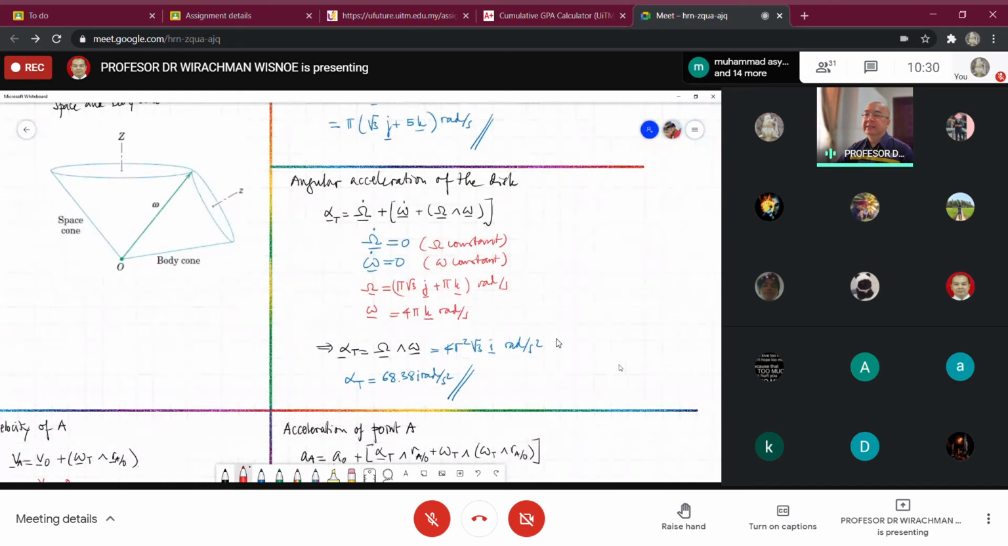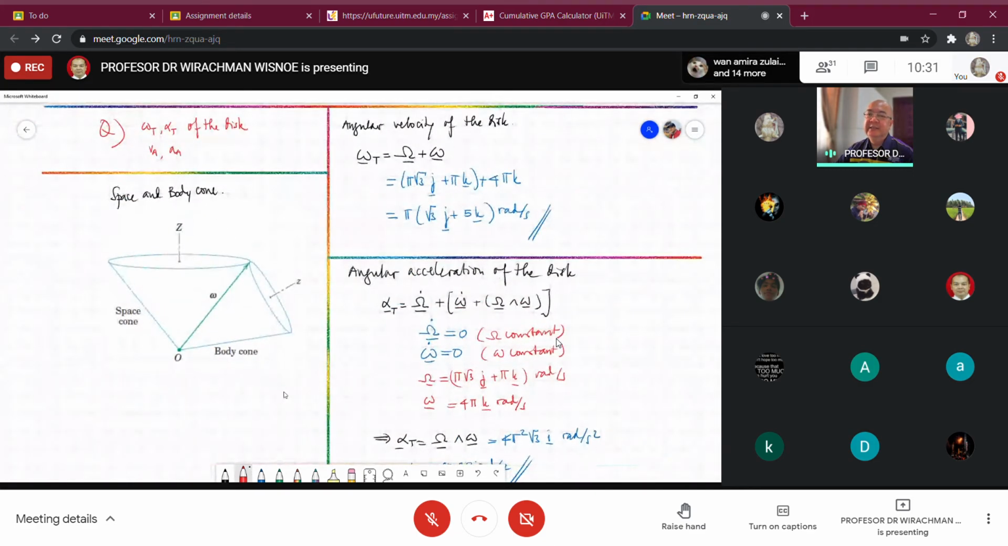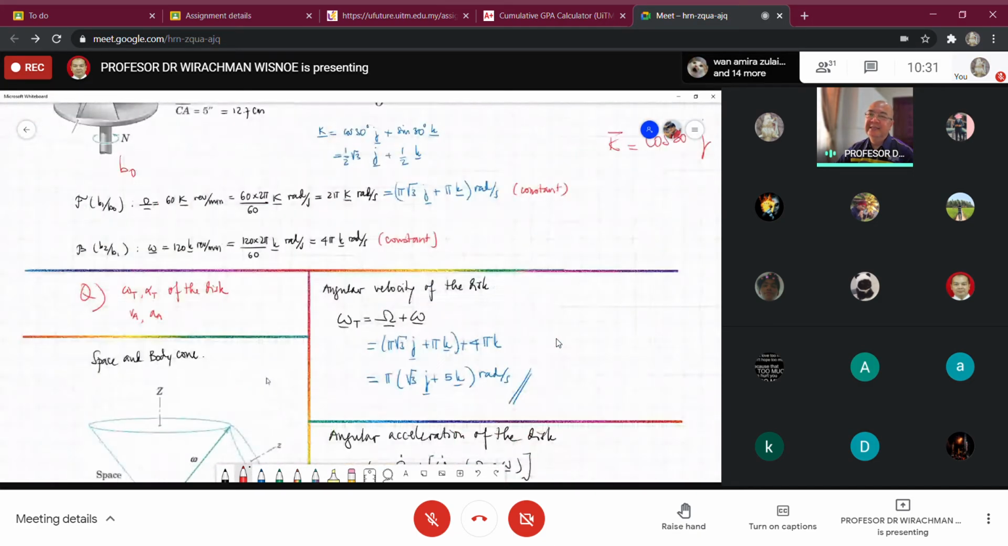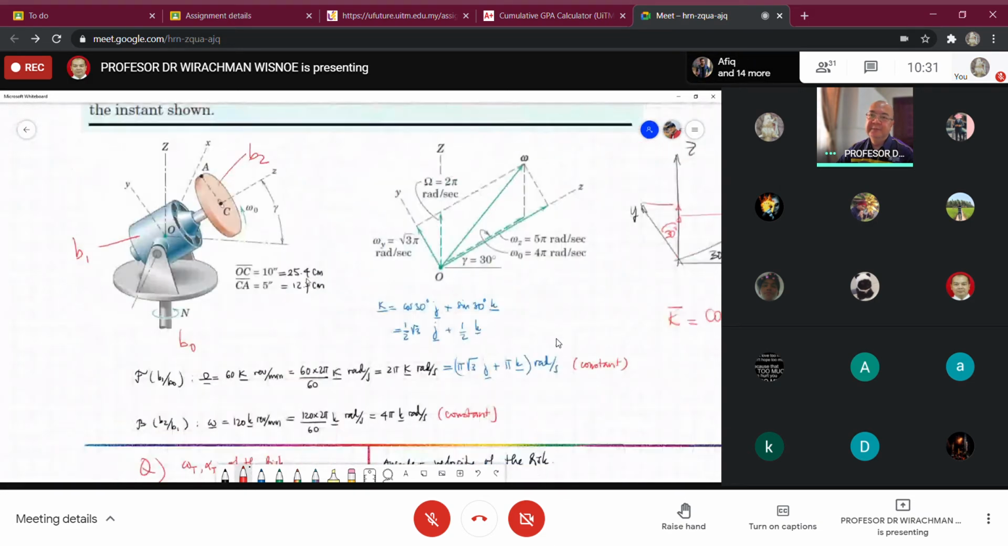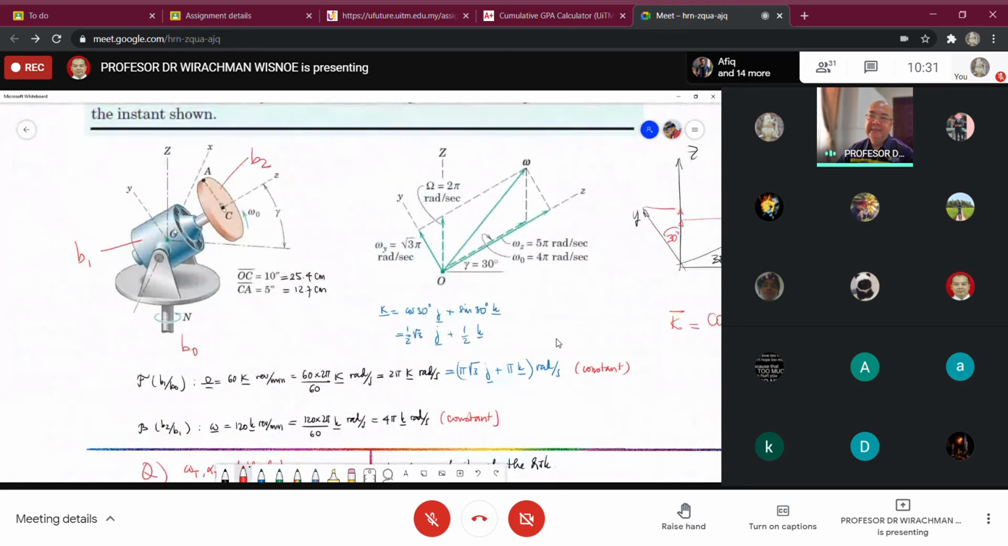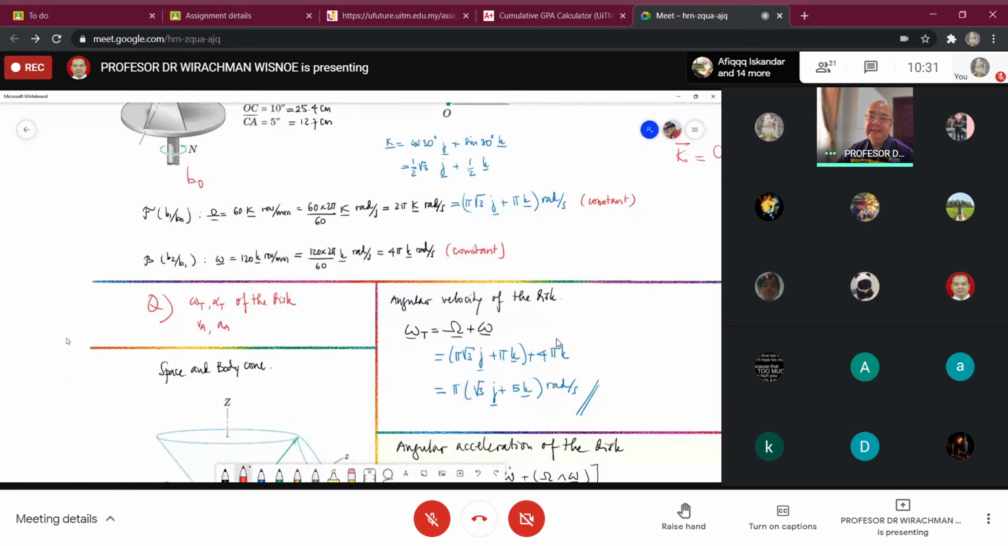Okay, next question. I'm not talking about the answer. The next question is about the cone. The cone, just imagine how it moves, this one. When it rotates, this body housing will create a cone. That is this cone.